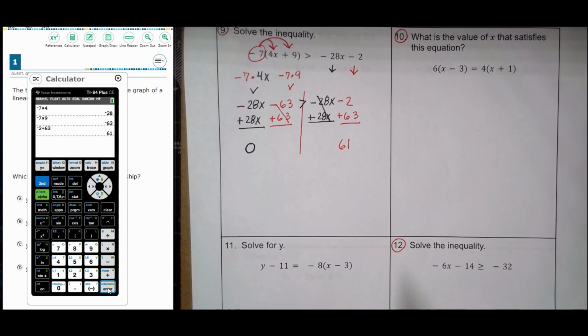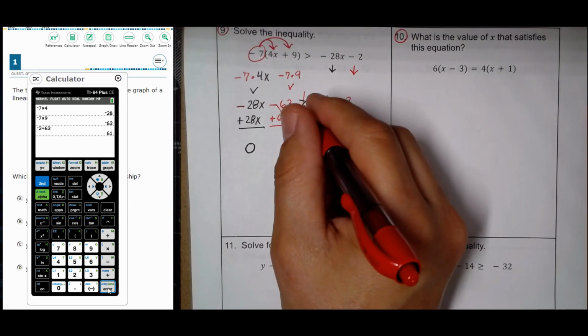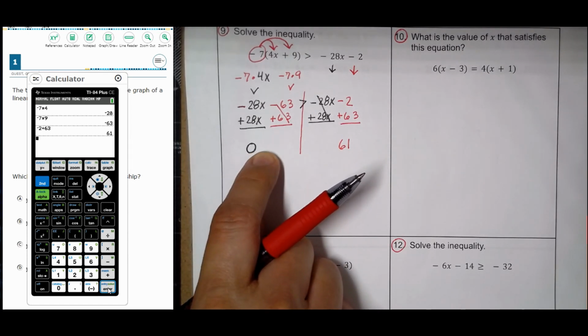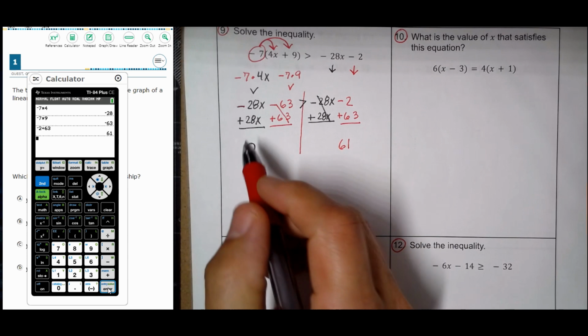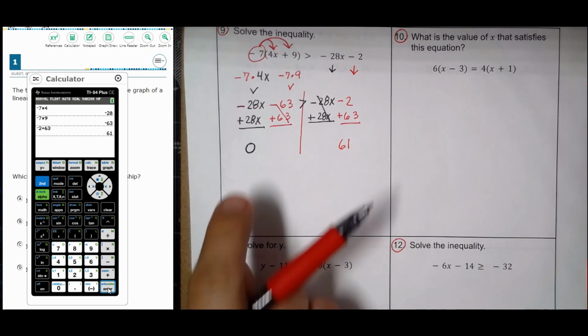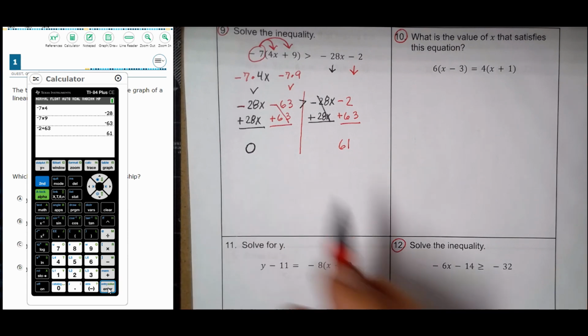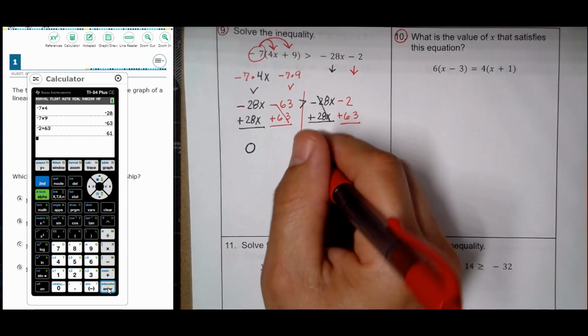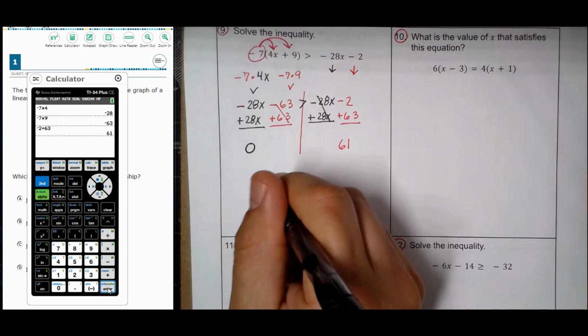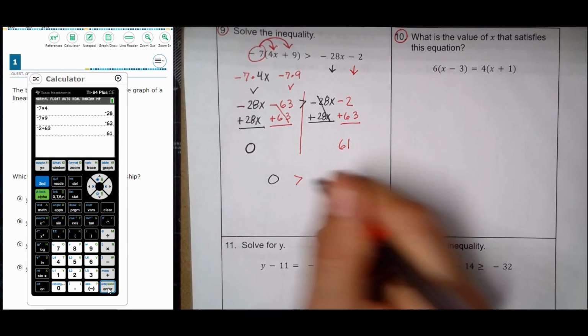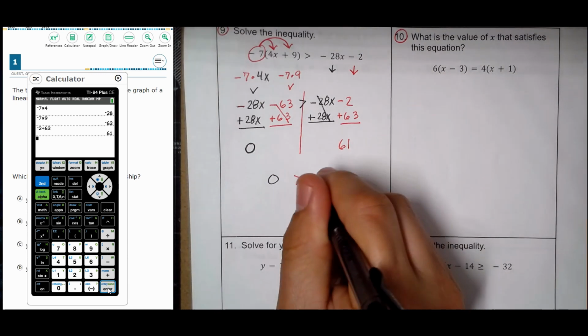Now, once I've done that, notice the only thing I've got left here is my inequality symbol. I want you to notice also that my variable has gone away. So if you notice, I don't have a variable here. So I just have 0. And so I'm going to go ahead and bring down my inequality symbol. And what I have is a statement such as 0 is greater than 61.